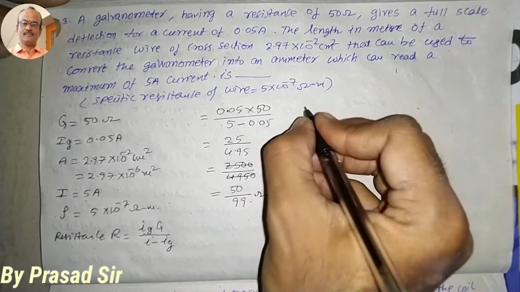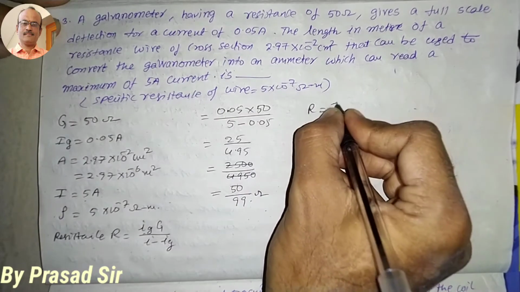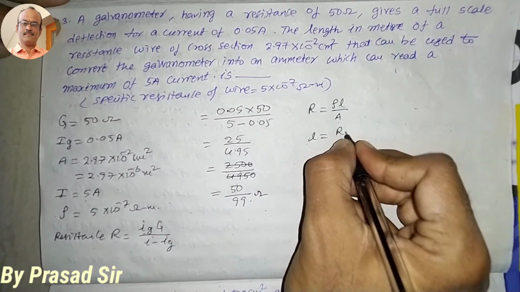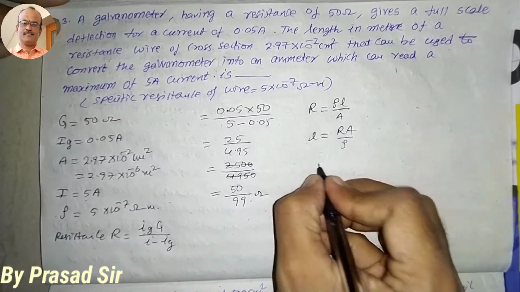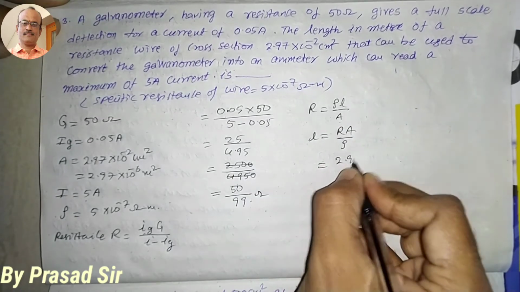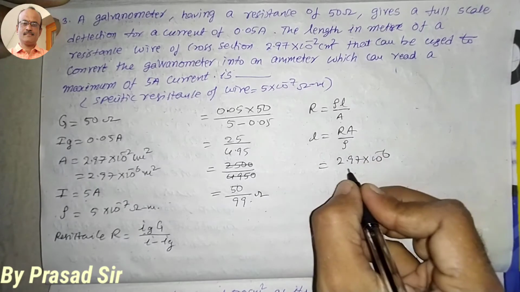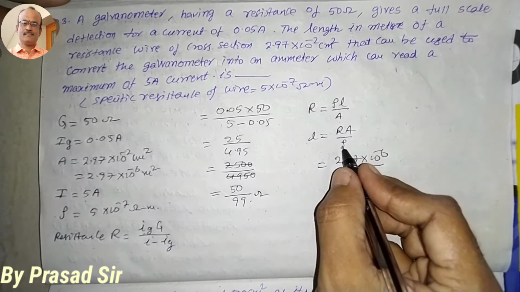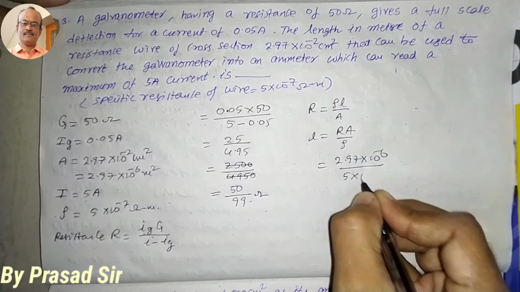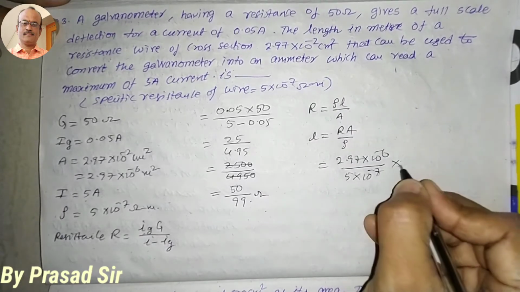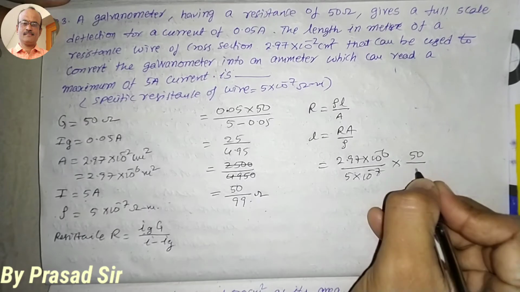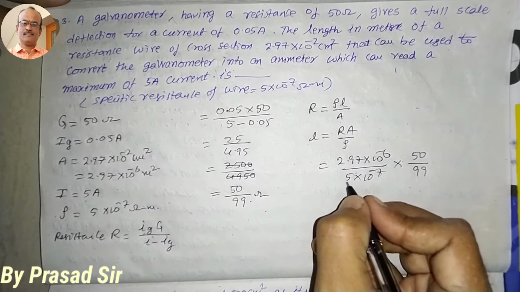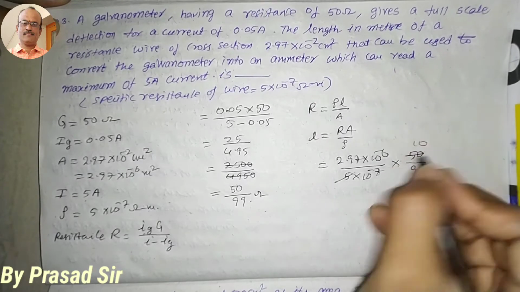But which one do we want to calculate? Length. So resistance is equal to rho L by A. So L is equal to R into A by rho. So area we know, 2.97 × 10^-6, and specific resistance we also know, 5 × 10^-7, divided into the resistance value 50 divided by 99. This one we know here. But one thing to remember, here 5 tens are 50.